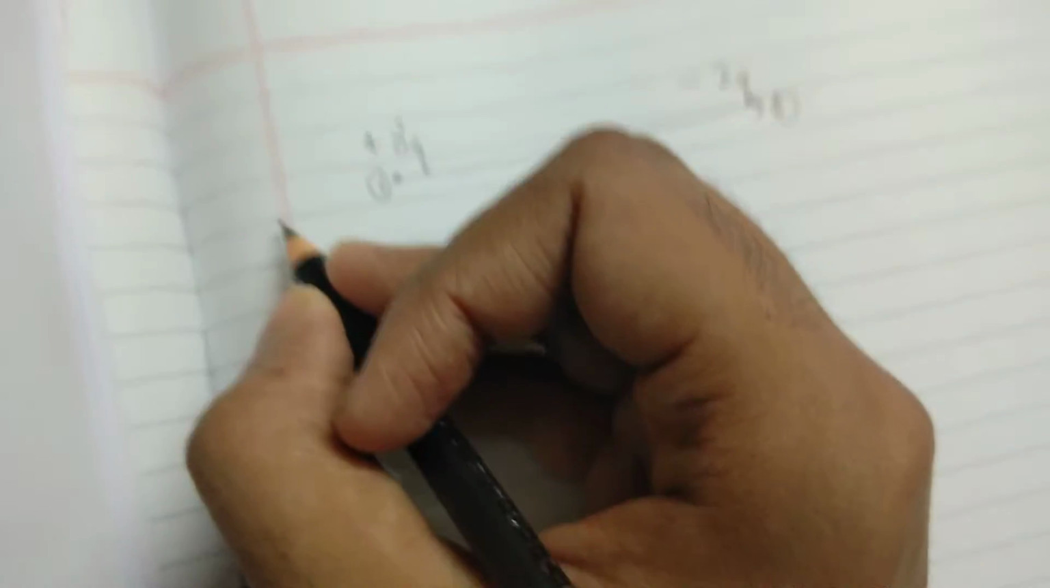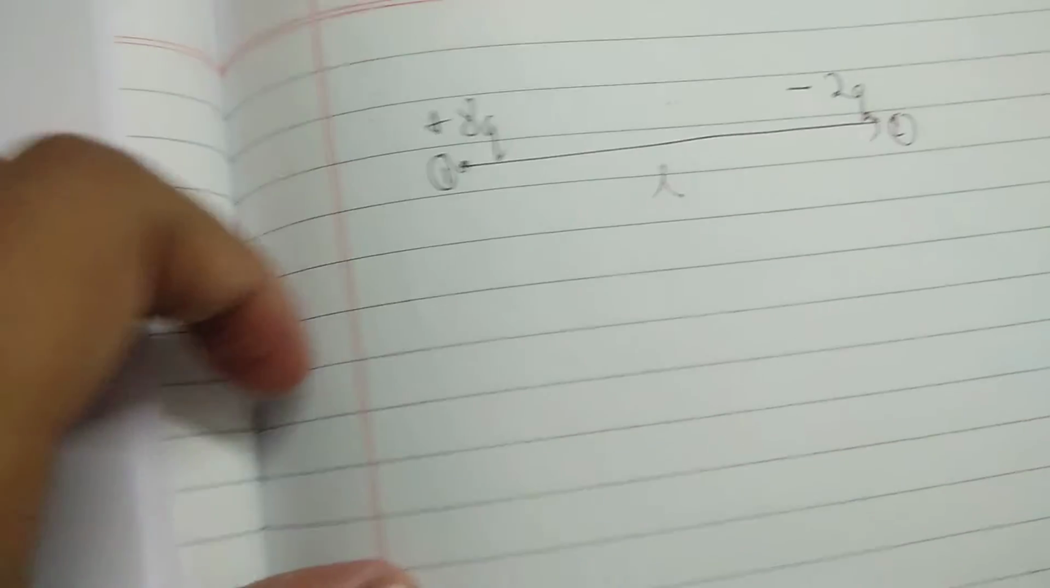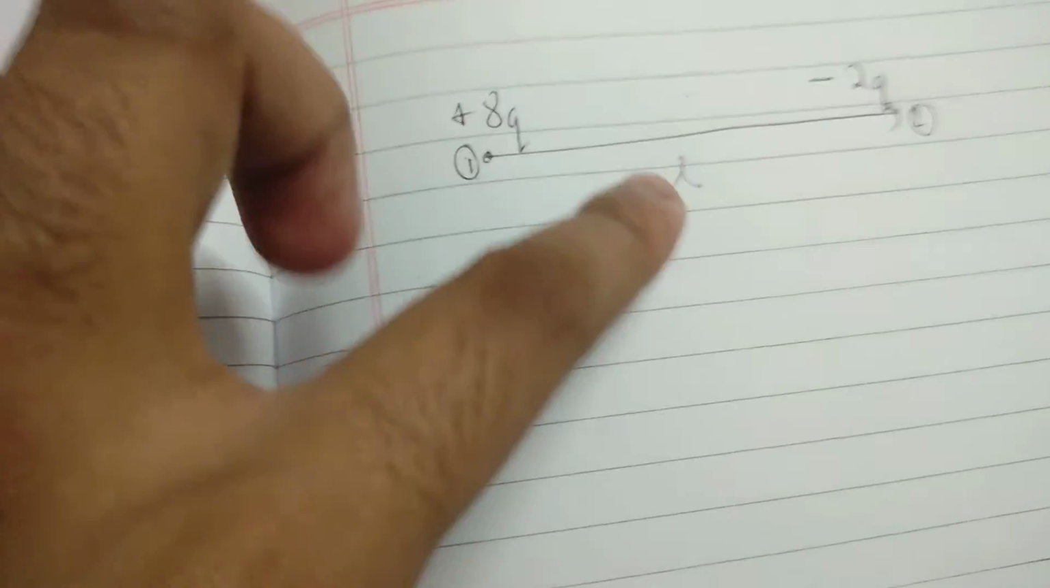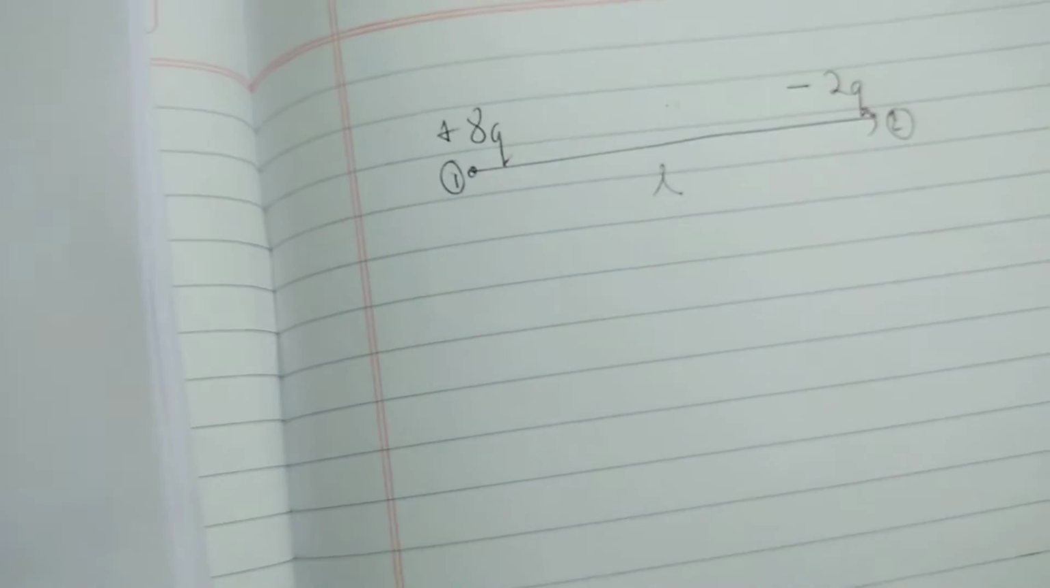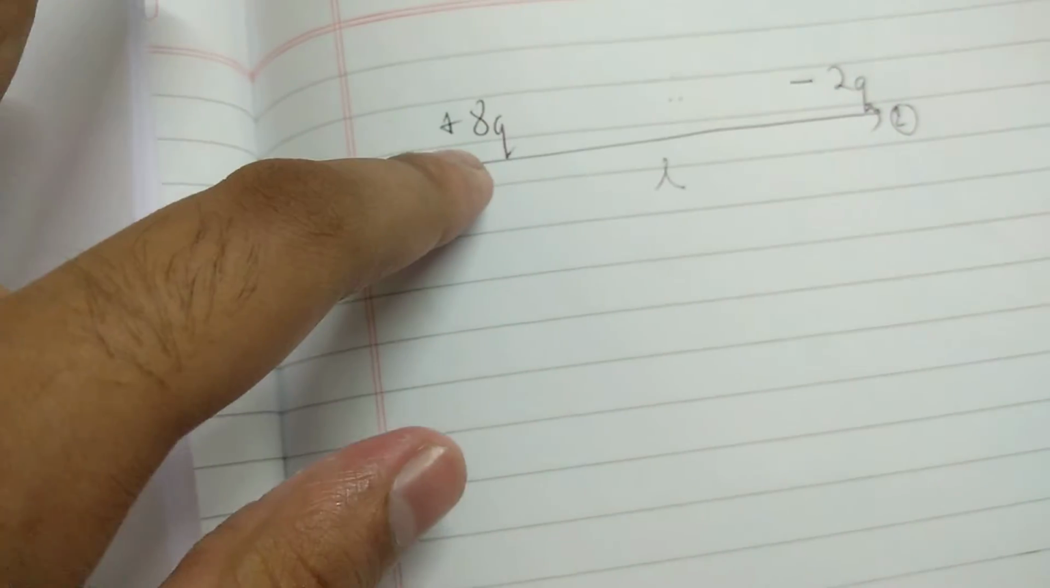Similarly, in this case, consider this region. It can be 0 in this region, but see the 8q, it's large in magnitude. So that's why this 8q will be the dominating force. But in this region, if you see nicely, minus 2q is nearer.